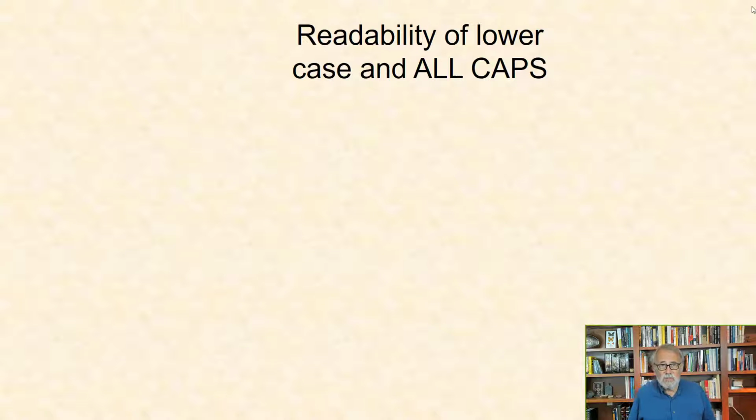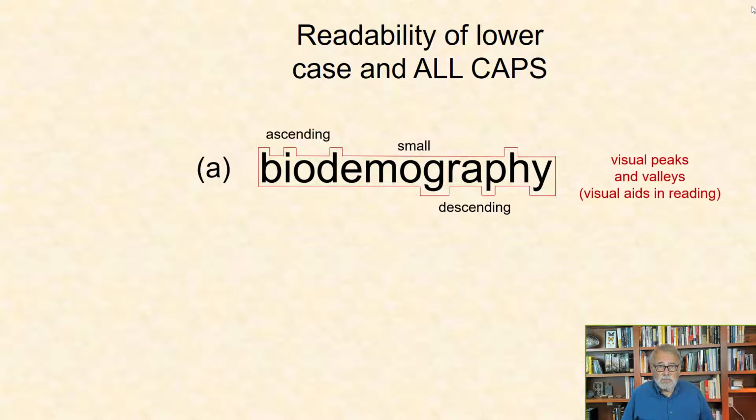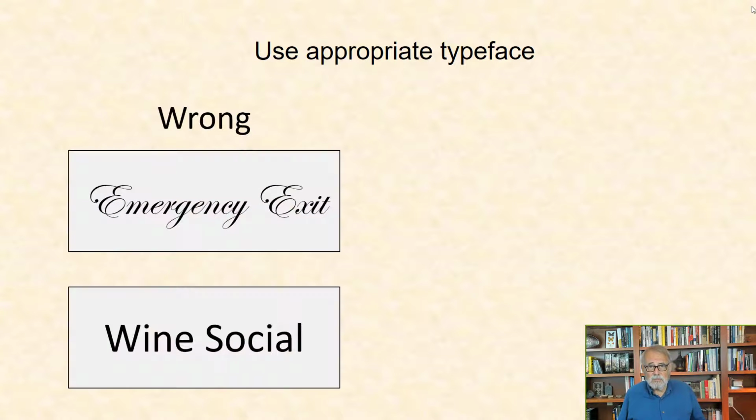Readability of lowercase and all caps. Lowercase lettering of words creates a topography from visual peaks and valleys that serve as visual aids in reading. In contrast, all caps are rectangular and thus uniformly flat. This makes them more difficult to read, especially in long sentences. Thus, the use of all caps is to be avoided except in messages, labels, or headings that consist of one or a few words. A rule of thumb is to use appropriate typeface for particular circumstances.